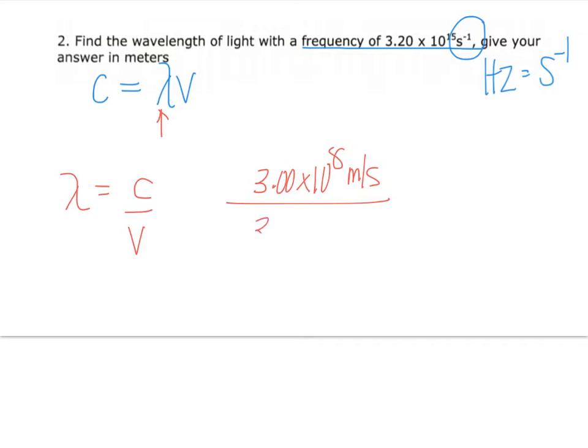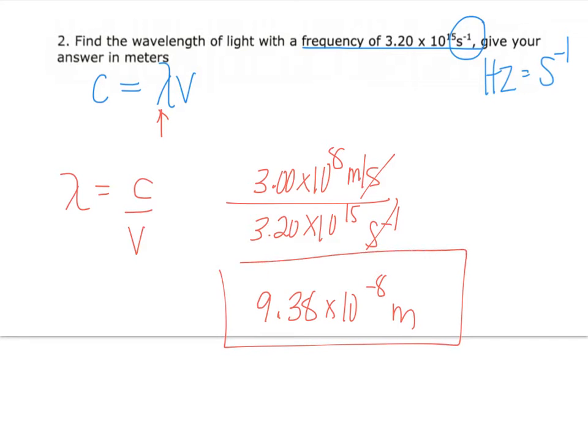And then we're going to put in frequency on the bottom. And we are going to say it's times 10 to the 15. Second minus 1. So then those seconds cancel out. And when I do that math and I use the correct number of significant figures, I should get that my answer is 9.38 times 10 to the negative 8 meters. And since it asks for it in meters, we're going to leave it in meters and not convert it.